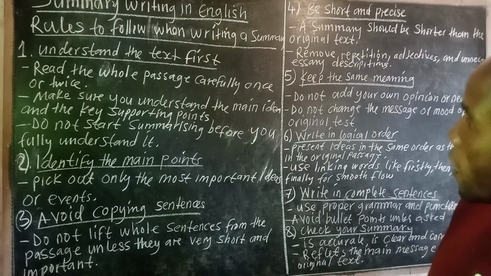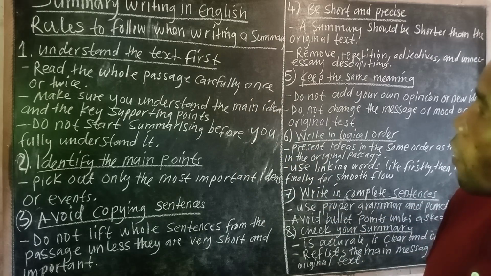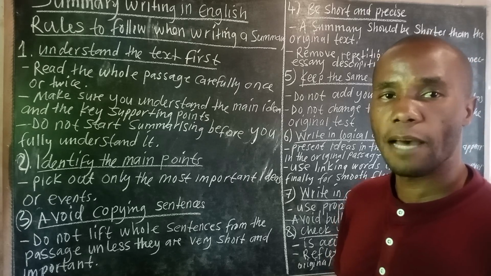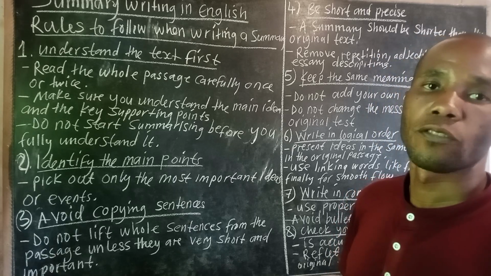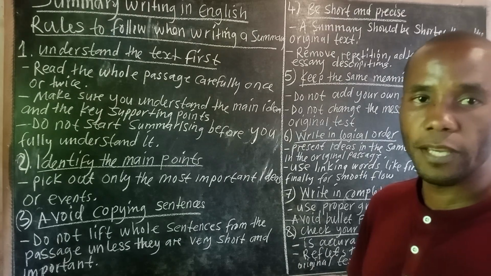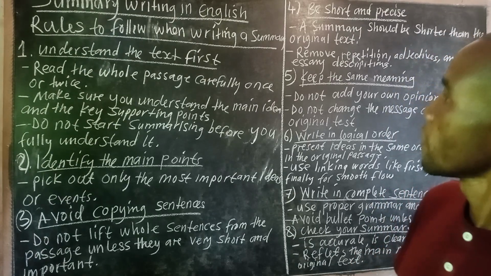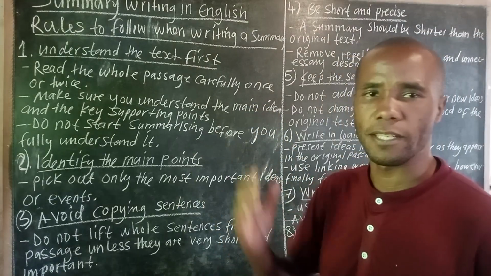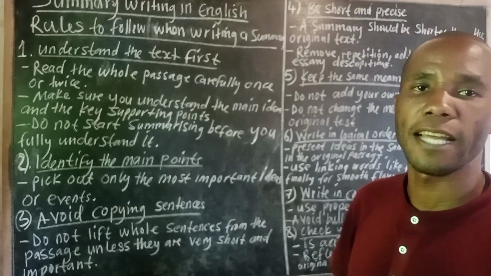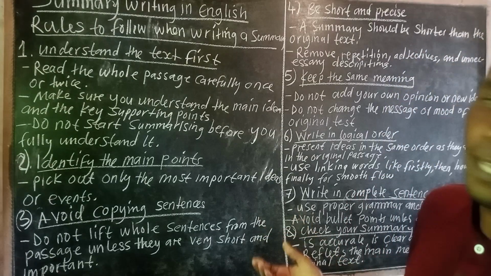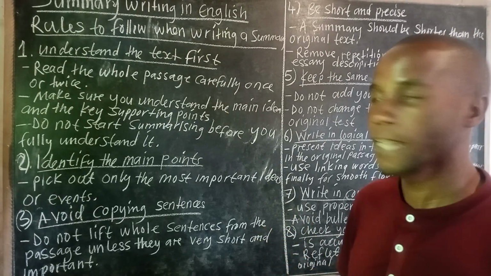The first thing is point number 1, which says understand the text first. In answering a summary, it's not just about going direct and starting to answer. You end up getting a 0. So the first thing you're supposed to do is to understand the text, the passage. Go through and understand everything. Know what it is that they are talking about, what you are going to summarize.